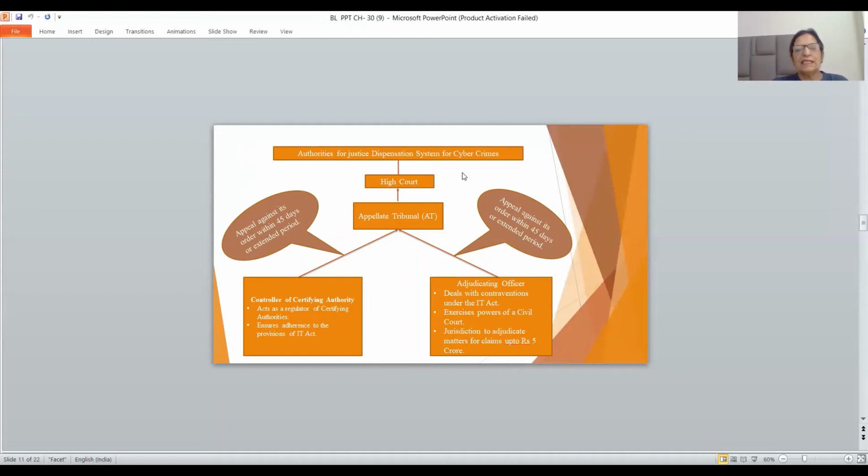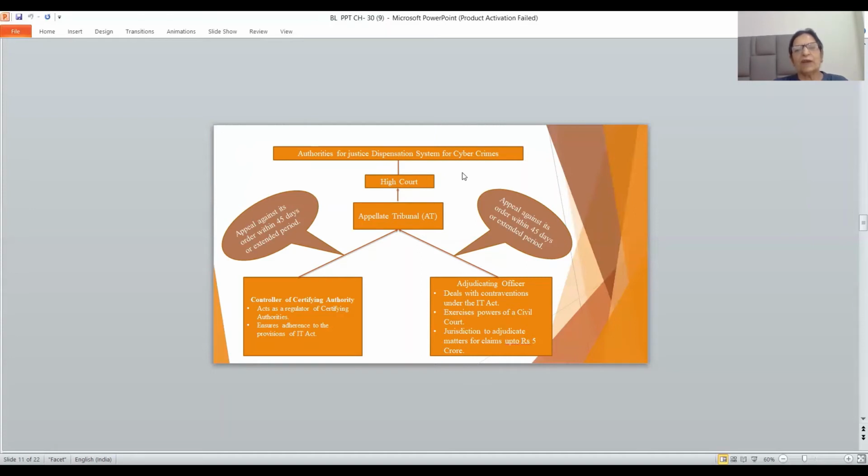Then CCA acts as a regulator of certifying authorities. Friends, I have told you under the heading functions of CCA. Functions of CCA, I have discussed that CCA always acts as a regulator of certifying authorities. CAs are always regulated by CCA. Then he ensures adherence to the provisions of IT Act. He always ensures that all provisions of IT Act must be adhered to.